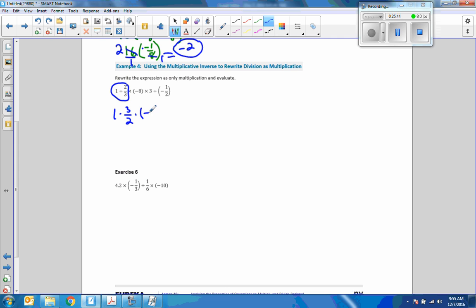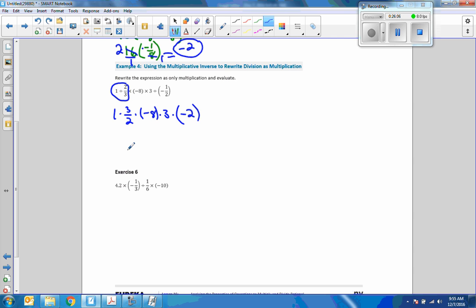Times negative 8 times 3. I don't want a division, I want a multiplication. And I need to flip this. It's still negative. It's going to be negative 2 over 1, which is simply negative 2. Okay?